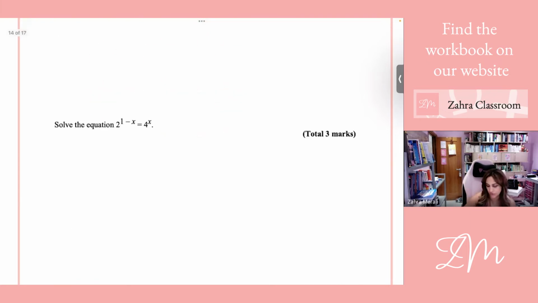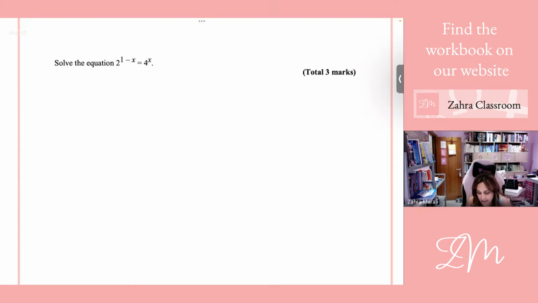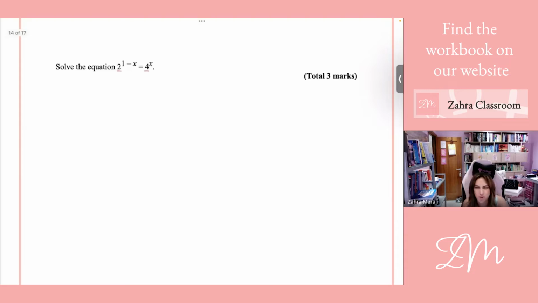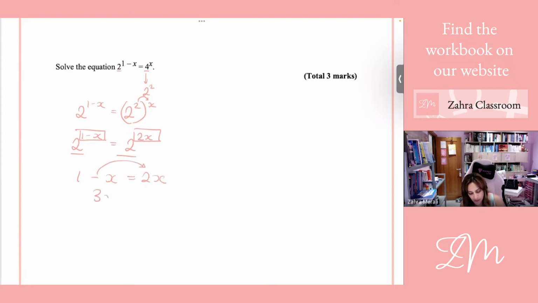Right. Solve the equation. If you have indices and you have something like that, you want everything to the same base. So that's a 2 and that's a 4. You look at the smaller number and that's what you want to make everything. So we know that's the same as 2 squared. So we get 2 to the 1 minus x equals 2 squared all to the x. Now remember, this just means we can multiply this. So we have 2 to the 1 minus x equals 2 to the 2x. The bases here are the same, so we can just look at the top bits. So we've got 1 minus x equals 2x. Bring that x over. 3x equals 1, so x is a third.